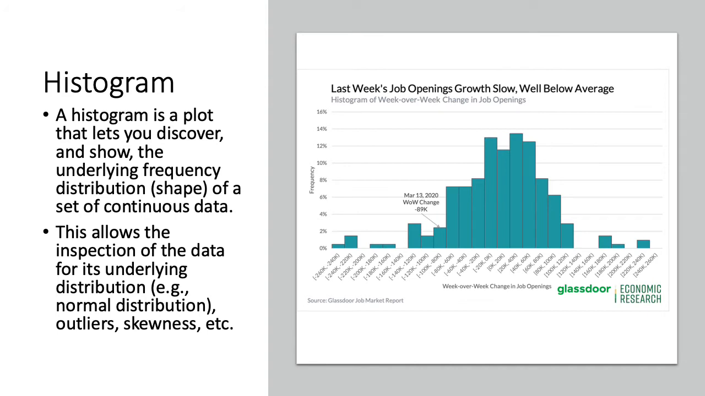This is just a recent histogram. Here it says last week's job openings growth slow, well below the average. So this is week on week changes in number of job growth. This week's, as of March 13, 2020, was negative 89,000, which is well below our average.